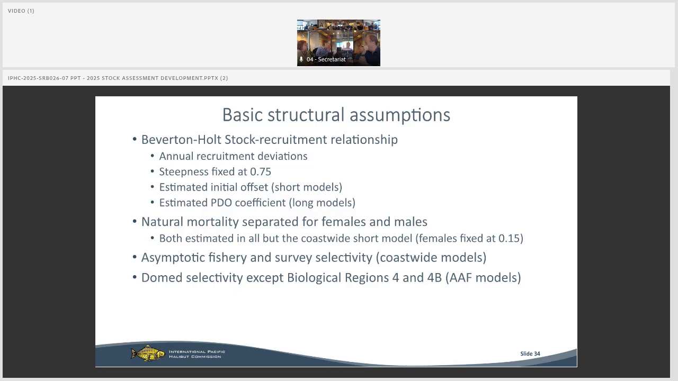As you'll see, all the models estimate a slightly lower male natural mortality rate, but not a lot lower, except the short coastwide model, which actually estimates a higher natural mortality rate for males. But that's the one model where females are fixed at 0.5. So the only place where males are estimated to be higher is the place where they're estimated, but the females are not. Because when we tried to estimate it, it just wants to go to a high value. We don't seem to have enough resolution in a single fleet, a single fishery, and a single survey for that short time period to resolve natural mortality.